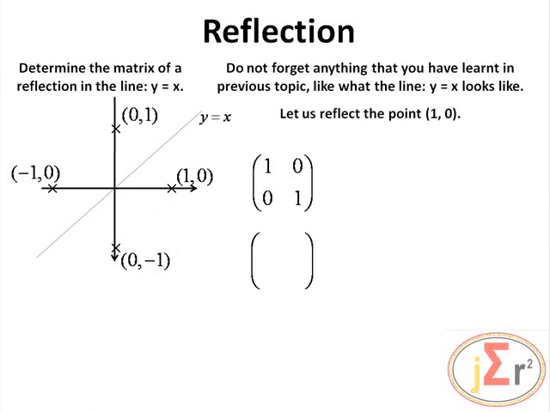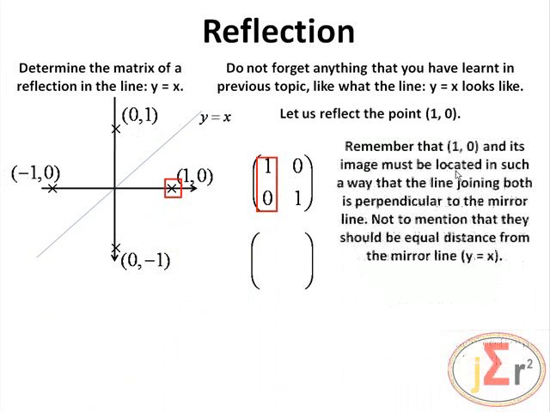Let us reflect the point (1, 0). That's our point (1, 0), and it's located right there. So let's see what happens. Remember that (1, 0) and its image must be located in such a way that the line joining both is perpendicular to the mirror line. Not to mention that they should be equal distance from the mirror line.